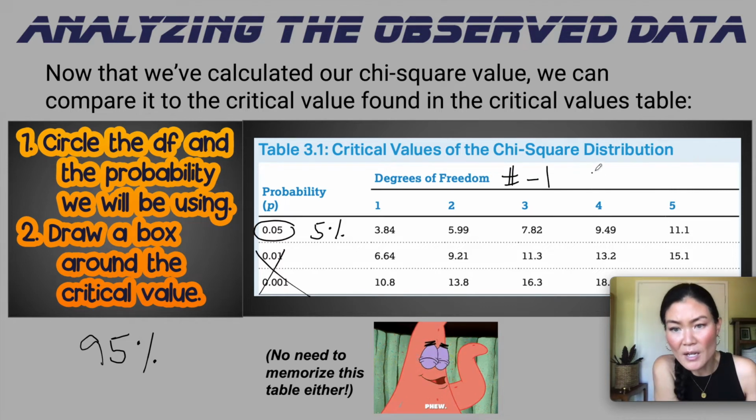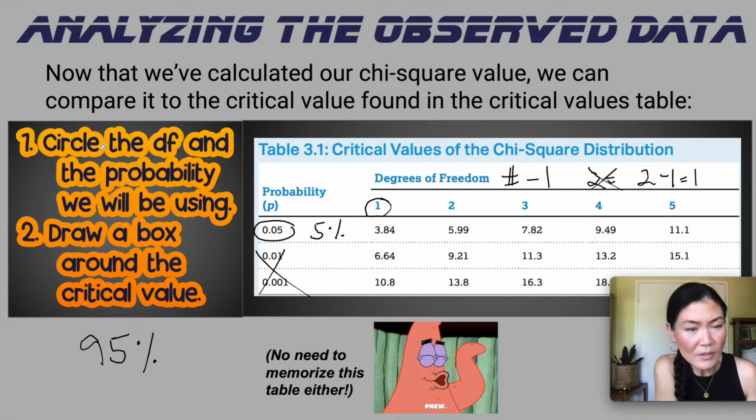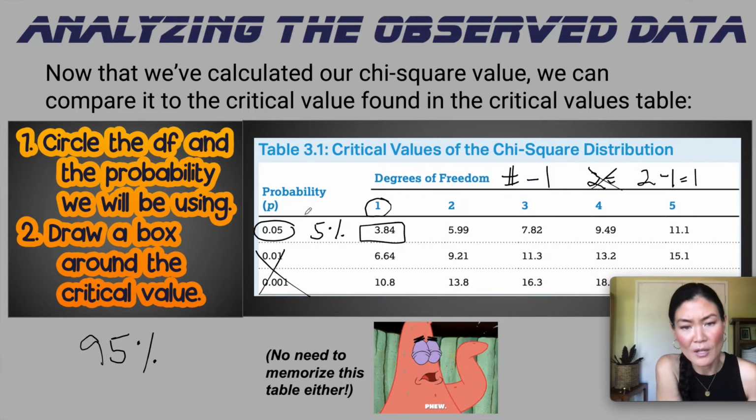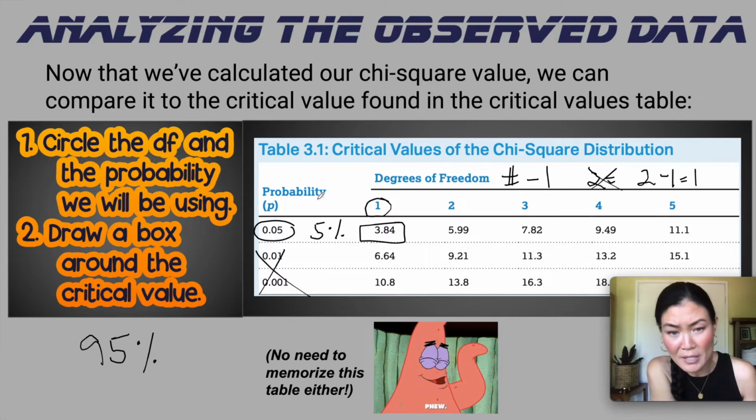So for us, it's two categories, sorry, let me just cross that out. It's 2 minus 1, which is 1. So our degree of freedom is going to be 1. Okay, so I wrote here, circle the DF and the probability that we're using, and then draw a box around the critical value. So our critical value is 3.84. That's our critical value for our chi-square test in this sample example.